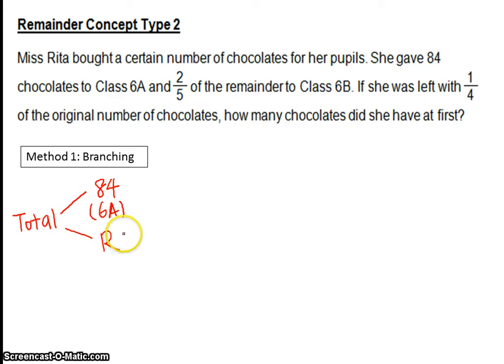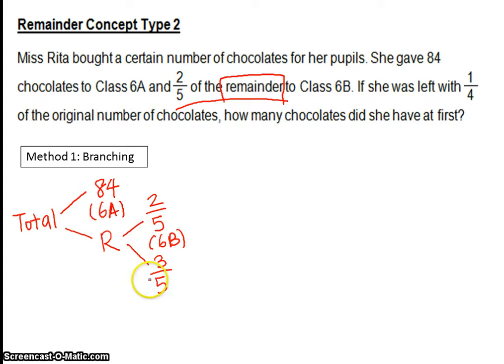So 2/5 of the remainder was given to class 6B. So we branch out from here, 2/5, and this was given to class 6B. Take note over here, 2/5 of the remainder. This tells us that for the fraction 2/5, the set is the remainder. That's why we branch out from the remainder. After giving to class 6A and 6B, she had 3/5 of the remainder left.